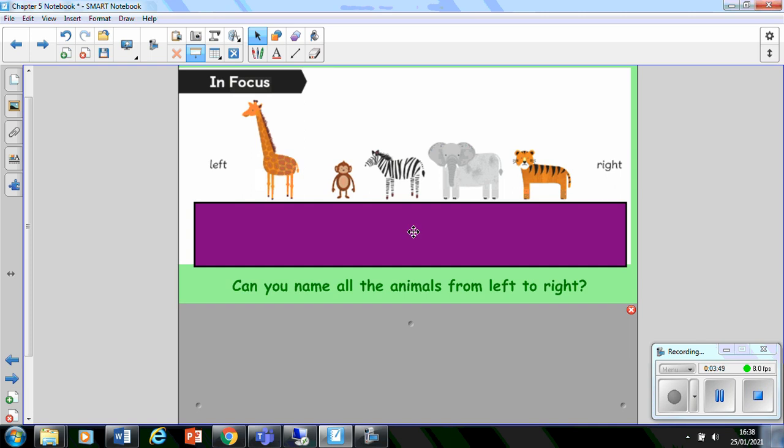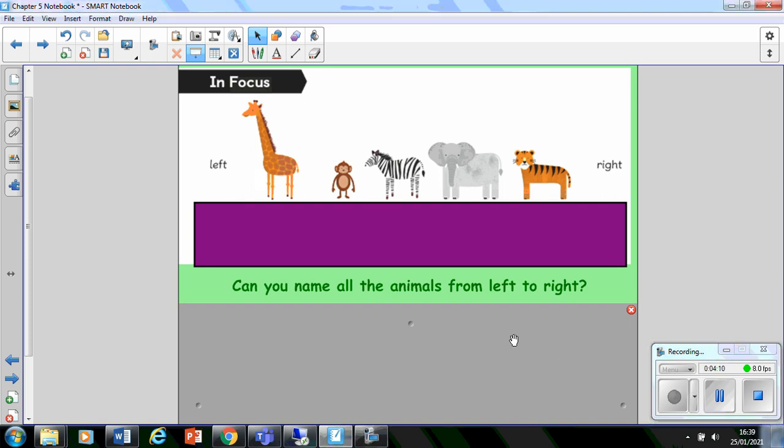Okay, so you've got left and right. Can you name them from left to right? Pause the video now, have a go at naming your animals from left to right, starting from this side here. And when you've done that, we will go on to the next bit.